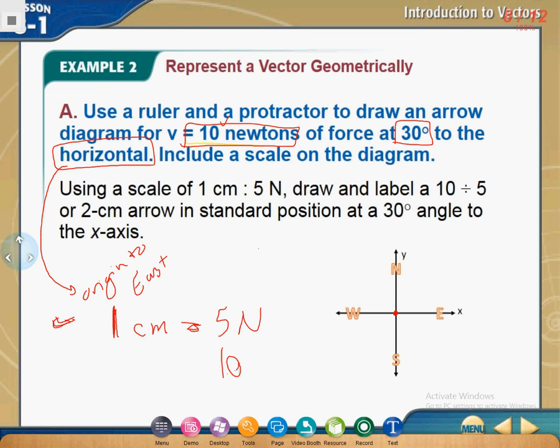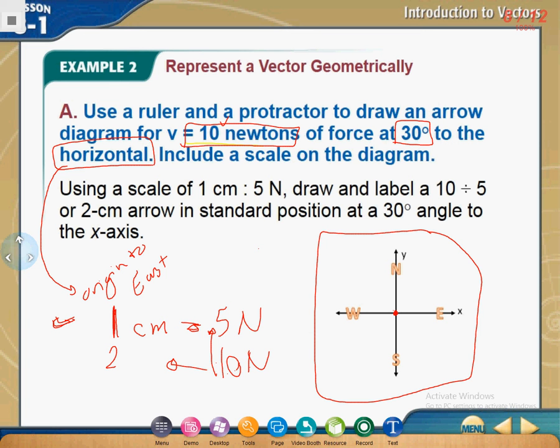If I have 10 newtons, how many centimeters should we have? Excellent, 2. What did we do? 10 divided by 5, 2. This means the length of my vector should equal 2 centimeters. So it will be easy for us to represent it here on this graph, on this coordinate plane. Instead of drawing 10 centimeters, I'll draw 2 centimeters.